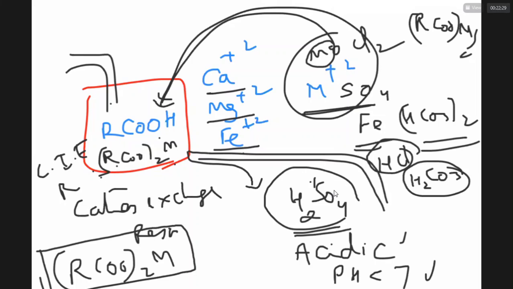Like the cation exchange resin gives all its H+ and takes metal ions, a stage will come when it will become useless. Then you can make it useful again.